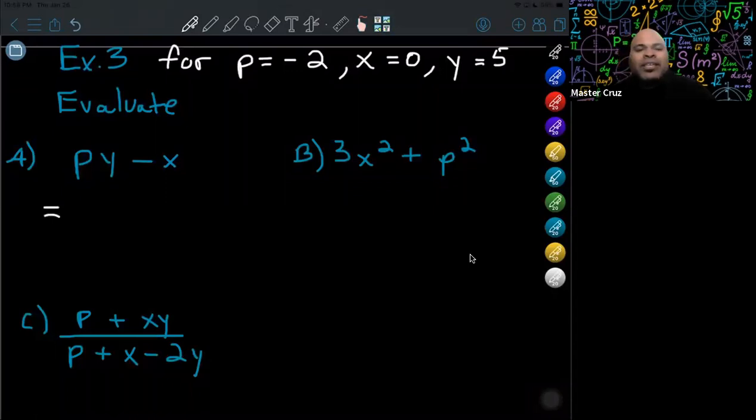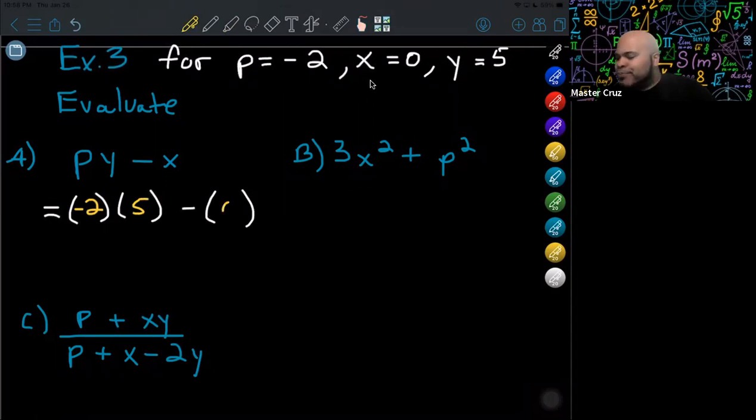Okay, so wherever I see variables, I'm just going to open parentheses. Open parentheses. All right, open parentheses. That's what I do. And then I'm going to write the problem. P is -2, so I'm going to substitute -2. Y is 5. Now be careful, it's not in order. Okay, Y is 5 and X is 0.